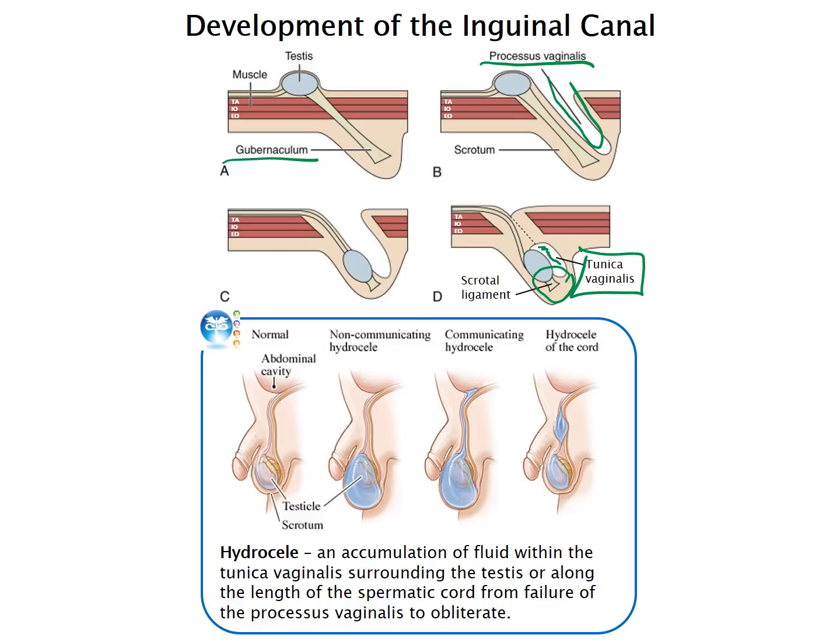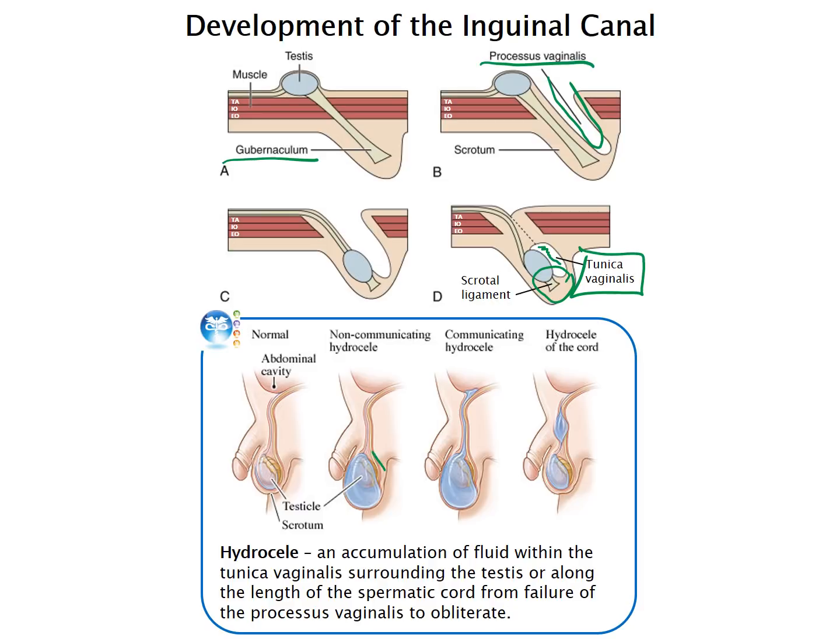We say that the tunica vaginalis is the remnant of the processus vaginalis. There may be instances in which the processus vaginalis fails to obliterate. When this occurs, an individual is at higher risk for something called a hydrocele, and also at higher risk for hernia. A hydrocele is simply an accumulation of fluid within the tunica vaginalis surrounding the testis, or it could occur along the length of the spermatic cord from failure of the processus vaginalis to close and obliterate.